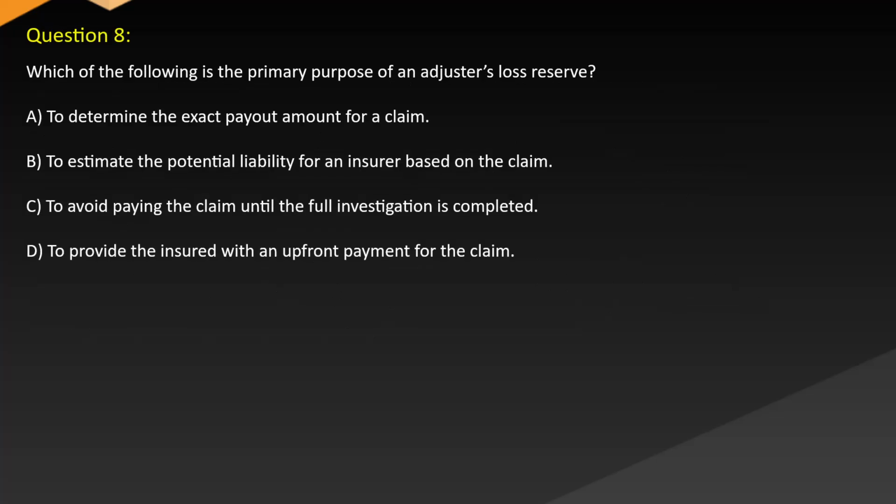Question 8. Which of the following is the primary purpose of an adjuster's loss reserve? A. To determine the exact payout amount for a claim. B. To estimate the potential liability for an insurer based on the claim. C. To avoid paying the claim until the full investigation is completed. D. To provide the insured with an upfront payment for the claim.